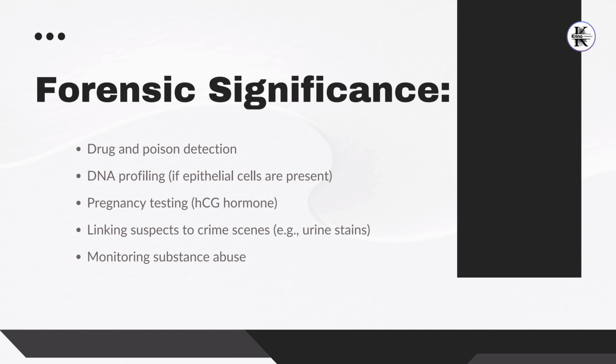Now, let us understand the forensic significance of urine. Urine is widely used in drug and poison detection, especially in cases of substance abuse. It can also be used for DNA profiling if epithelial cells are present. Urine analysis is important in pregnancy testing through the detection of the hCG hormone. Urine stains help in linking the suspect to crime scenes. It is also commonly used in monitoring substance abuse, especially in workplace testing and legal investigations.